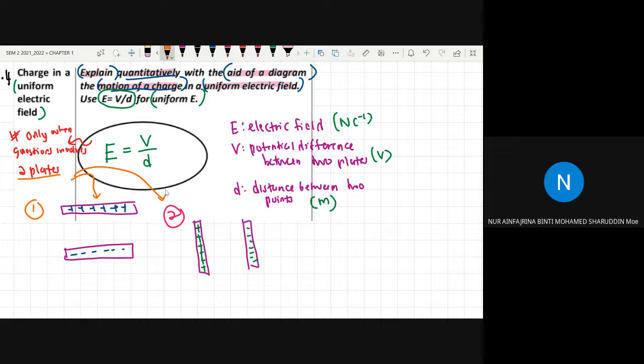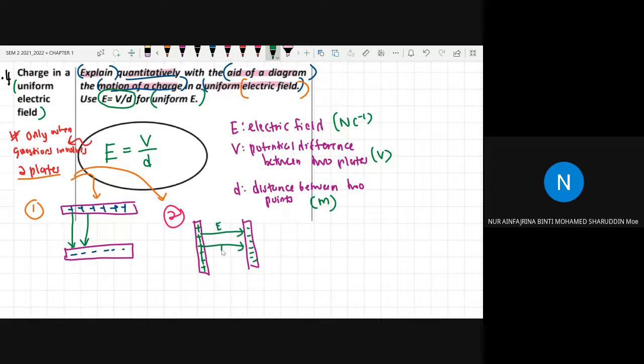So it's very important. So bila dia ada two plates ni, dia akan ada electric field. So Miss nak tanya, electric field dia akan keluar daripada mana? Positive or negative charge? Dia keluar mana masuk mana? Ha, Balkis? Keluar daripada positive charge. Very good, masuk negative charge.